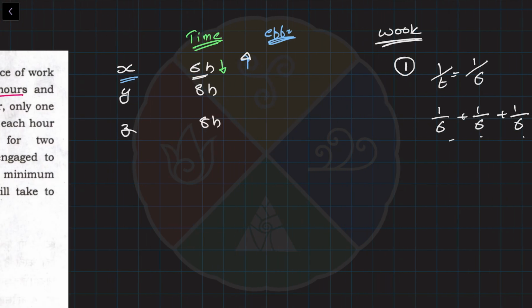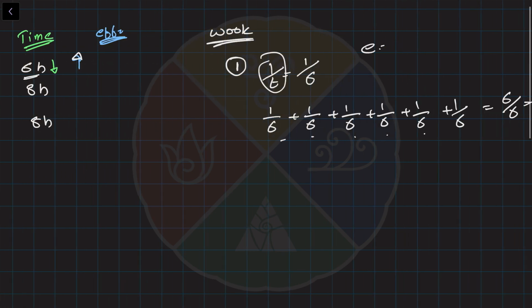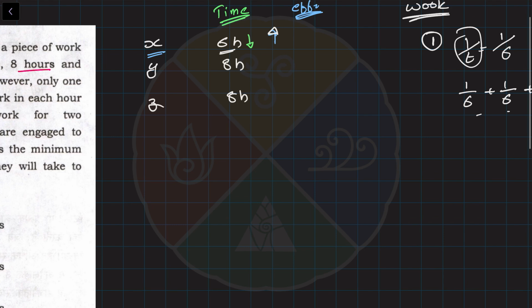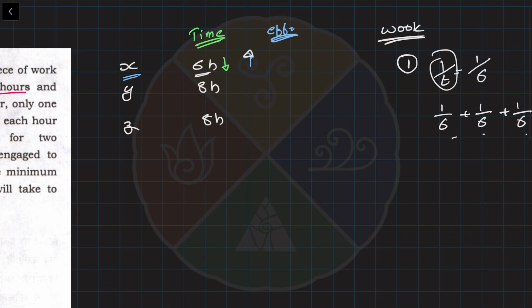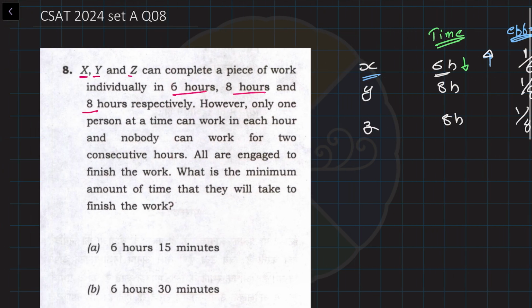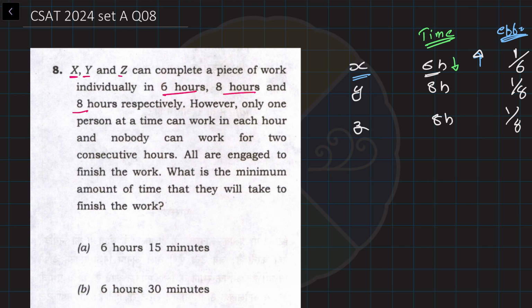Therefore, whenever we have time, we can easily find the efficiency by doing 1 by t. Efficiency is equal to 1 by t. So, efficiency or the work done in 1 unit of time, here it is in 1 hour. Work done in 1 hour will be 1 by 6 for X, 1 by 8 for Y, and 1 by 8 for Z. Now let's go back to the question.